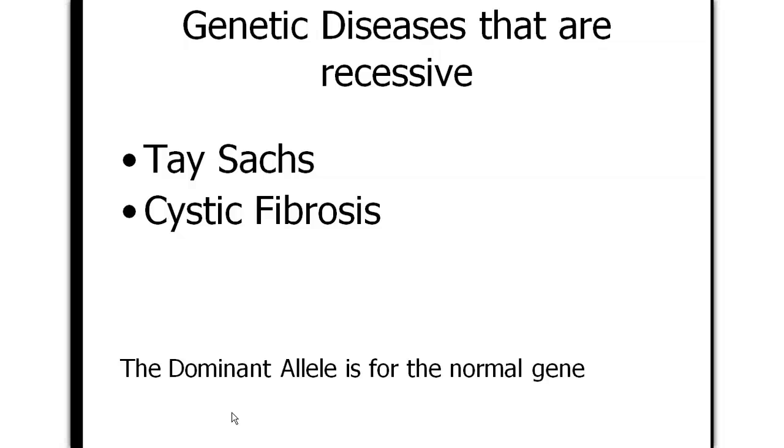That means that if you have the normal allele, you're going to be okay, but you might be a carrier. If you have 2 of the normal alleles, you'll be, let's say, big C or something, and no problems.